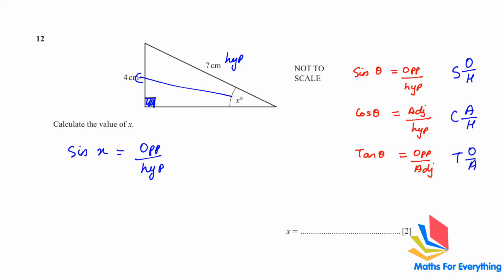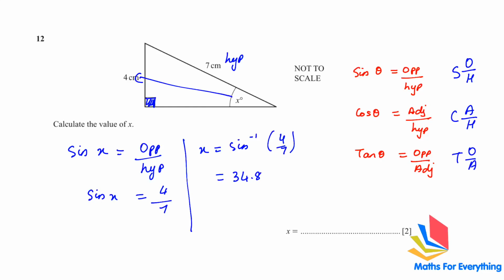So let's write down the values we have. Sine x is equal to 4 over 7. Therefore, x is equal to sine inverse. Whenever you want to find the angle, we write sine inverse 4 over 7, which is 34.8 degrees.